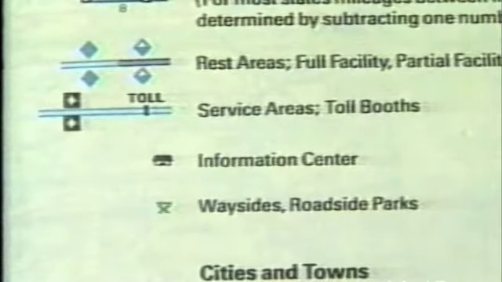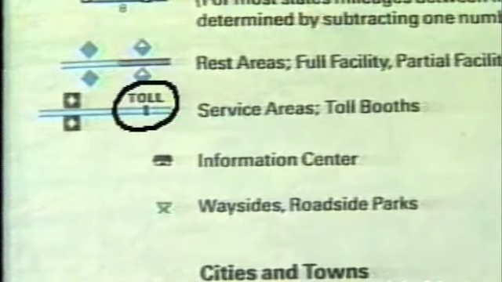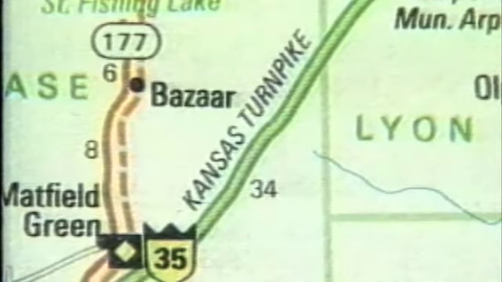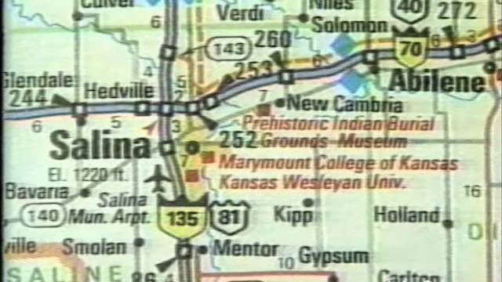According to this map, what is the symbol for a toll road? You have to pay to drive on a toll road. What is the name of the major toll road in Kansas? The Kansas Turnpike is correct. What two interstates intersect near Salina?